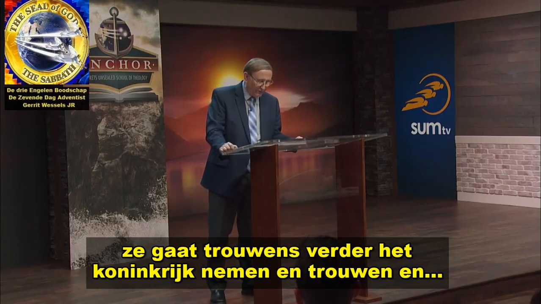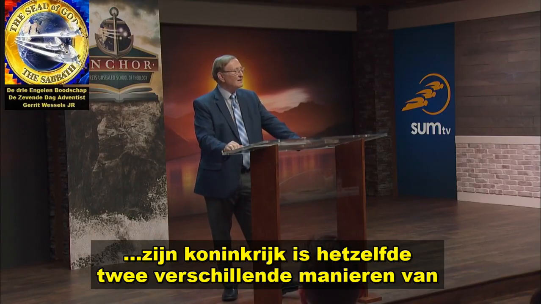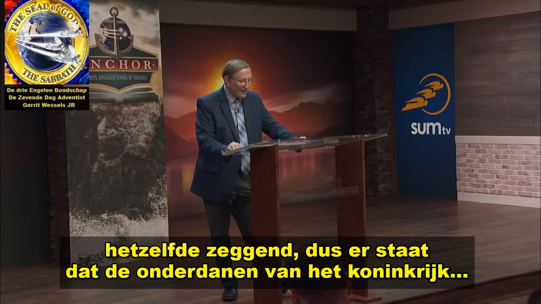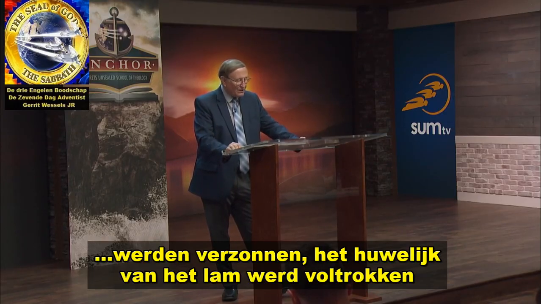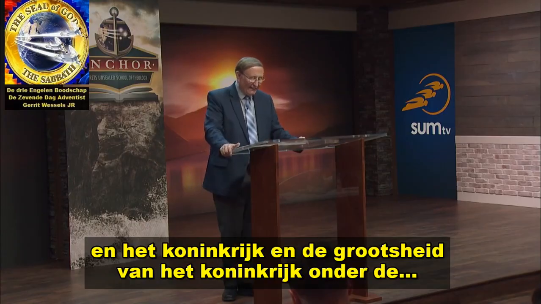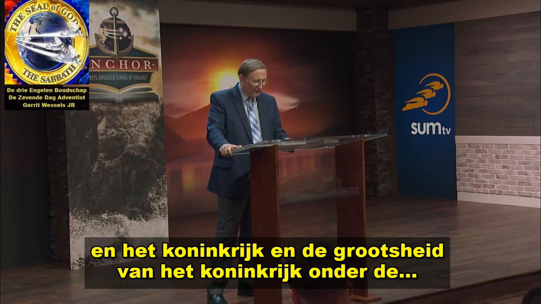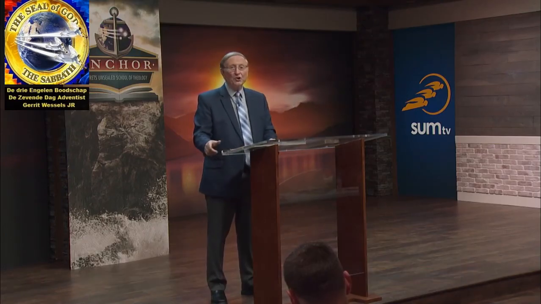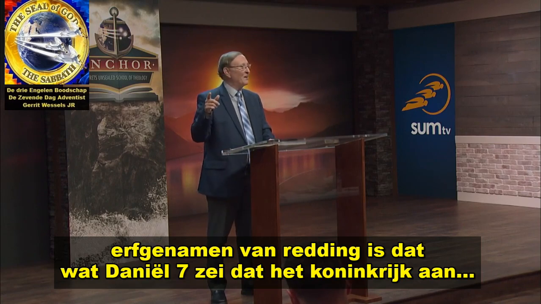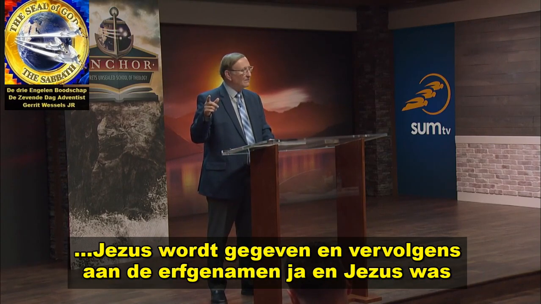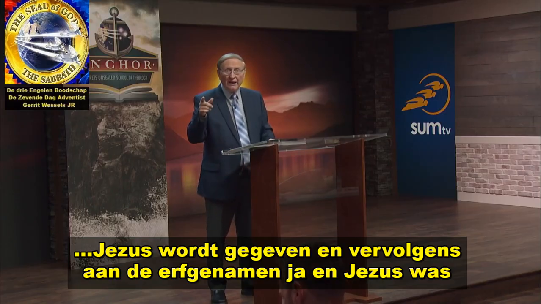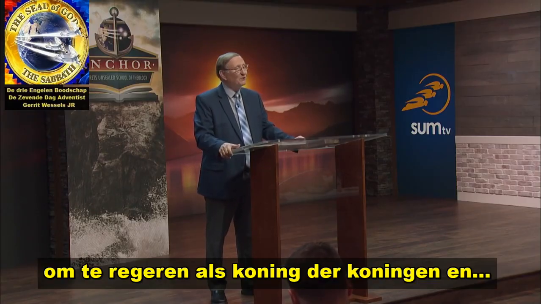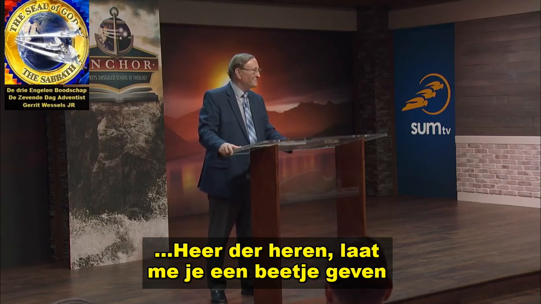She continues, by the way, taking the kingdom and marrying his kingdom is the same thing. Two different ways of saying the same thing. So it says, the subjects of the kingdom were made up, the marriage of the Lamb was consummated, and the kingdom and the greatness of the kingdom under the whole heaven was given to whom? To Jesus. And to whom else? The heirs of salvation. Is that what Daniel 7 said? That the kingdom is given to Jesus and then to the heirs? Yes. And Jesus was to reign as King of Kings and Lord of Lords.